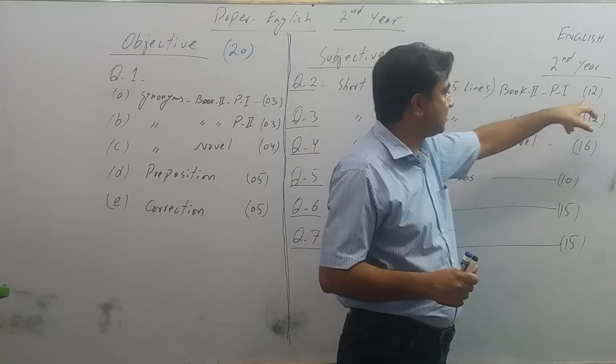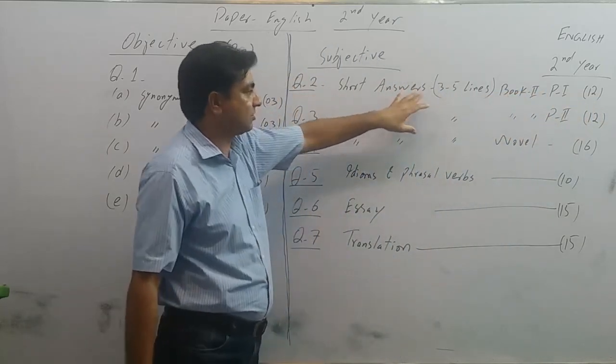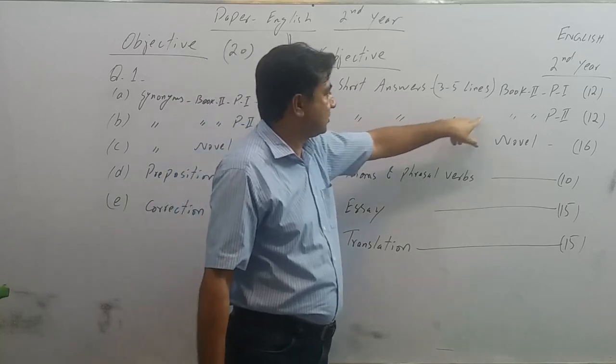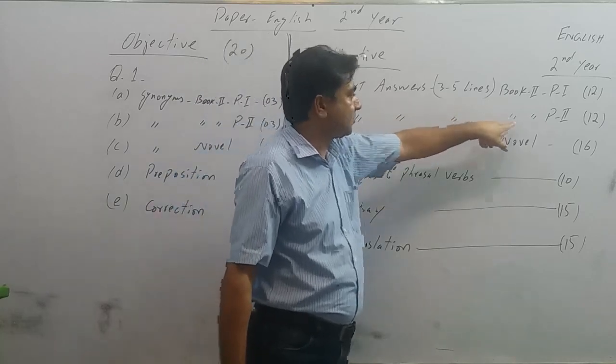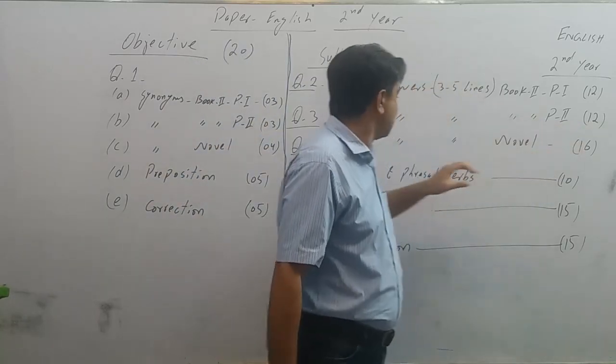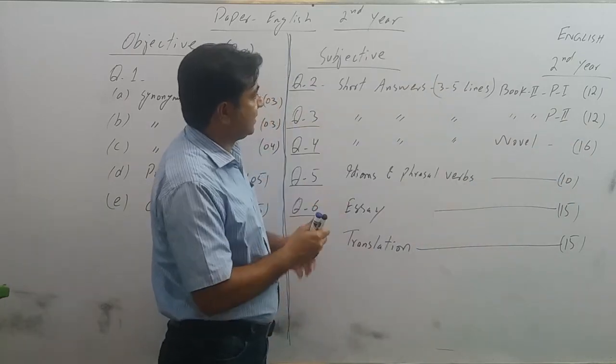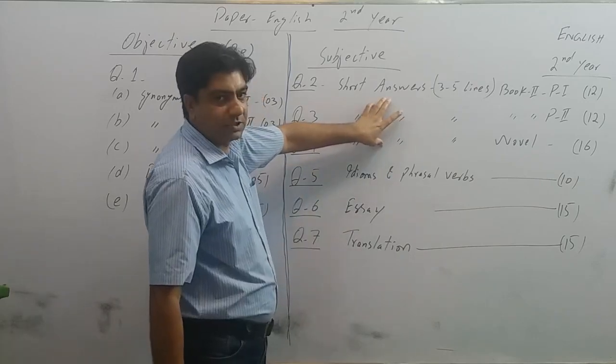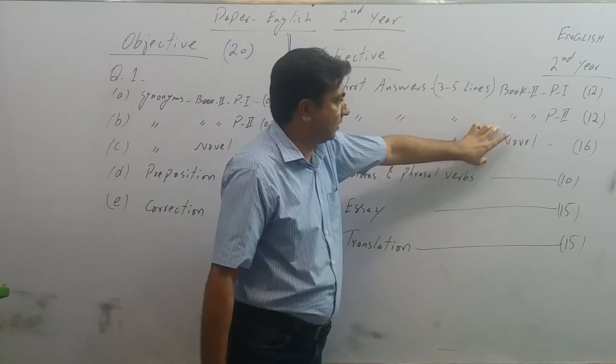Out of 8 questions, you will have to attempt 6 questions. Question number 3 is again, give short answers 3 to 5 lines, book 2, part 2. Again 12 marks. Number short answers, 16 marks.